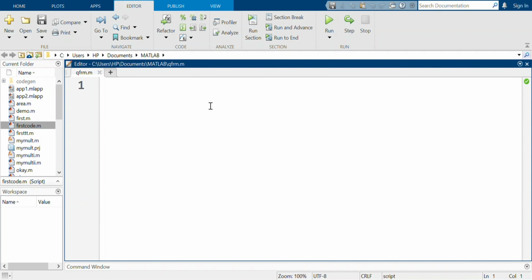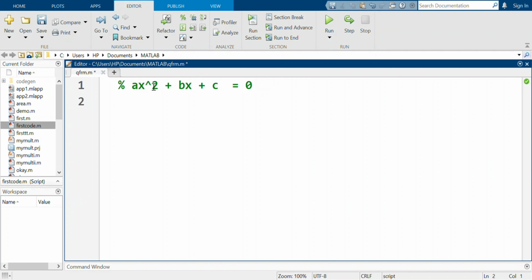As you all know, the quadratic formula is about, now let's write the percent sign. After this sign, MATLAB will consider everything as nothing, so it's just a description. So it's about a times x squared plus b times x plus c equals 0. This is the quadratic formula. And to find x, the formula is like this.